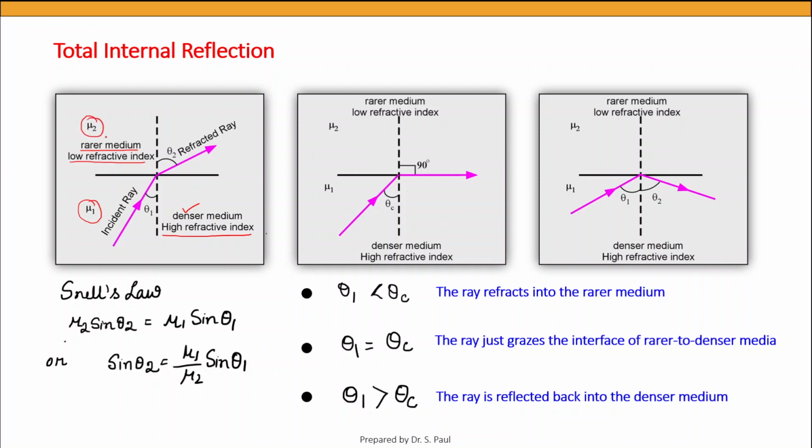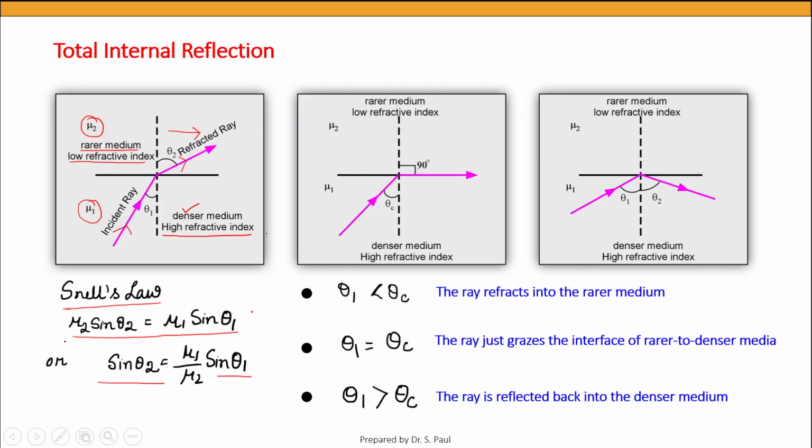the refractive index of the rarer medium as mu2. Now a light is traveling from the denser medium to the rarer medium. As we know, when a ray of light passes from a denser to a rarer medium, it always bends away from the normal. If we apply Snell's law, we get mu1 sine theta 1 equal to mu2 sine theta 2. That means sine theta 2 equals mu1 by mu2 into sine theta 1.